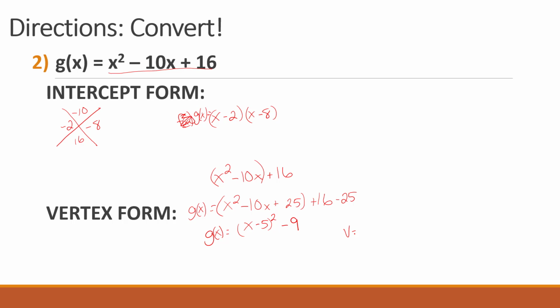Again, we could identify the vertex really quick. Opposite of inside, 5, keep the outside, negative 9, and we're done.